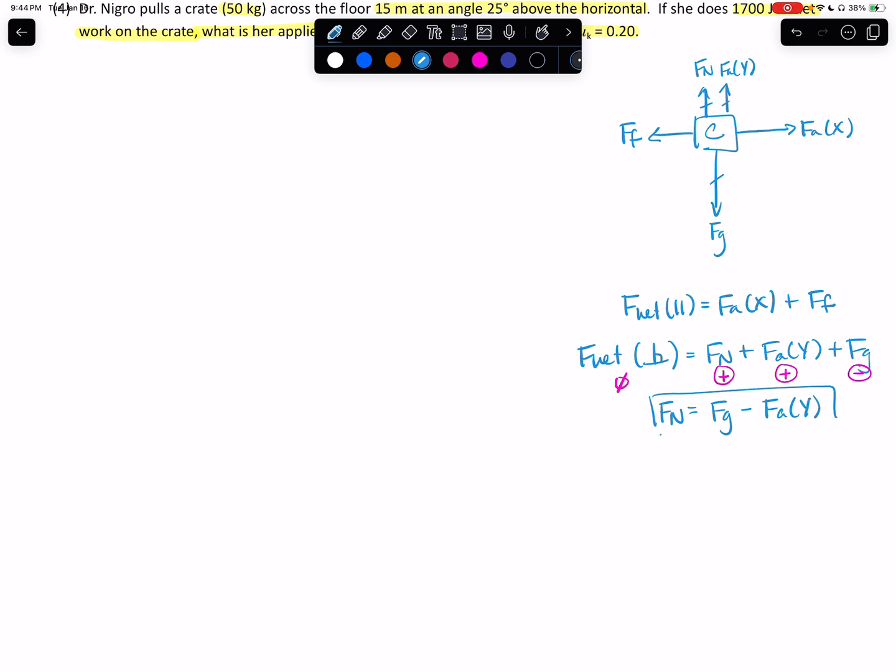And why is that important? Well, I'm going to need it because I need to calculate Fn. Why do I need to calculate the normal force?